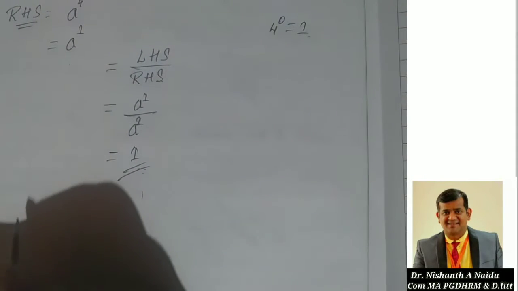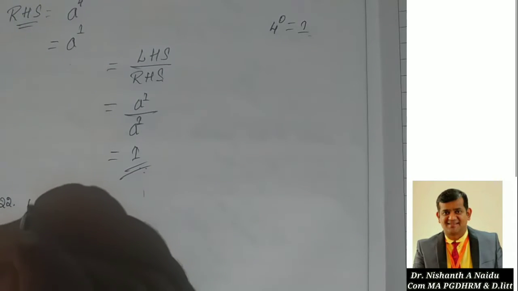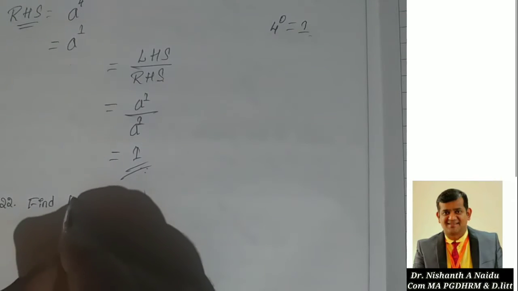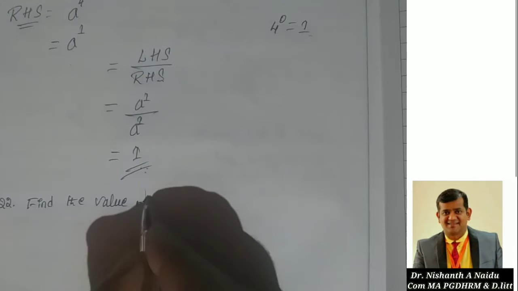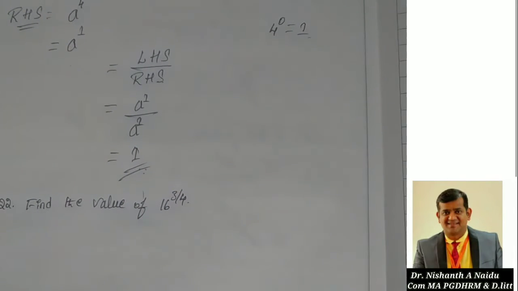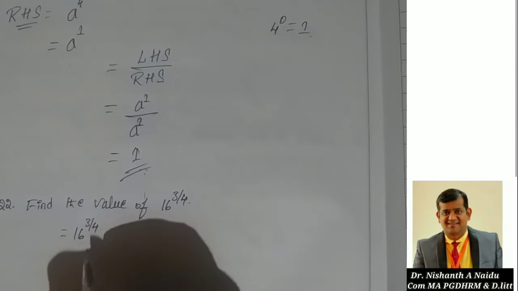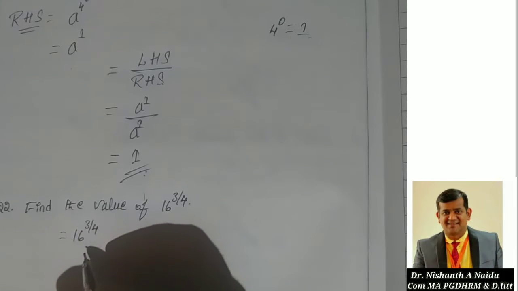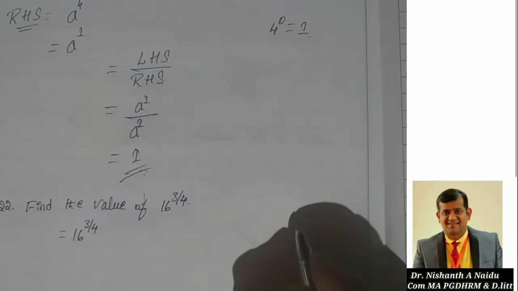So that is problem number 22. Problem number 22 says find the value of 16 to the power 3 divided by 4. So I have to find the value of 16 to the power 3 divided by 4. So I have to reduce 16, correct, to the power. So how do we do it? With the help of LCM. You all know, right, LCM?